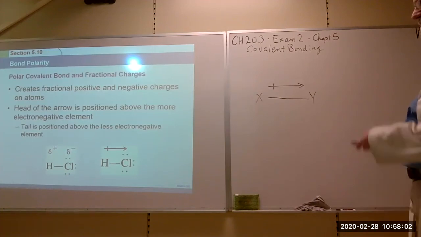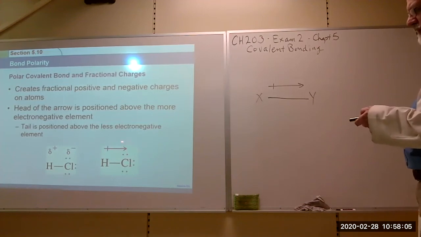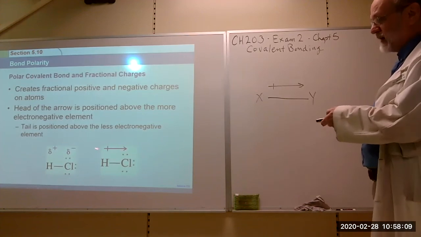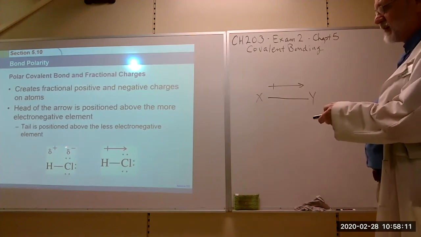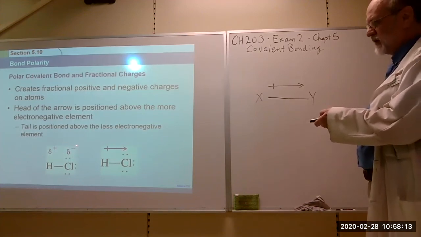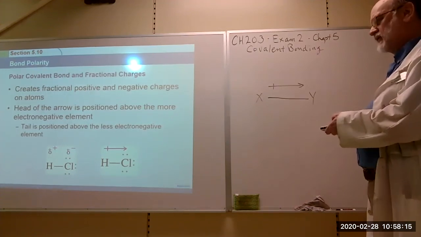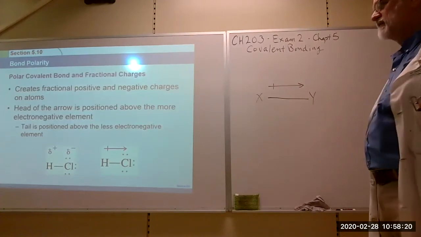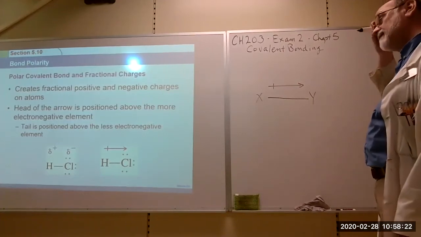So this is the way we represent the dipole. In one way we do it this way. In another way, we use that small Greek delta with a sign to show the slight difference in charge. Either way is acceptable.